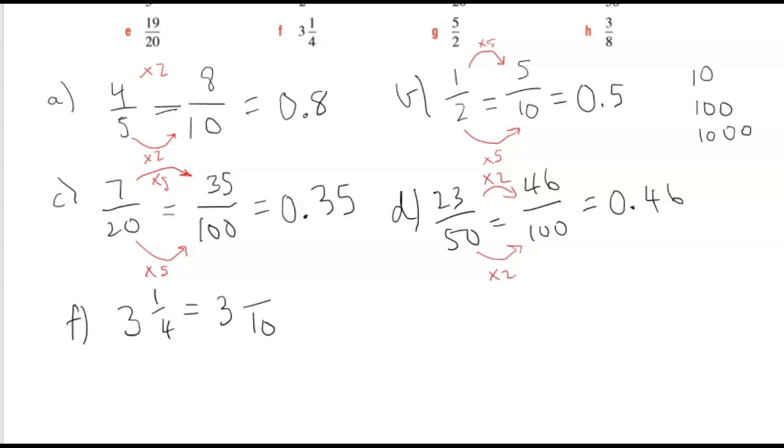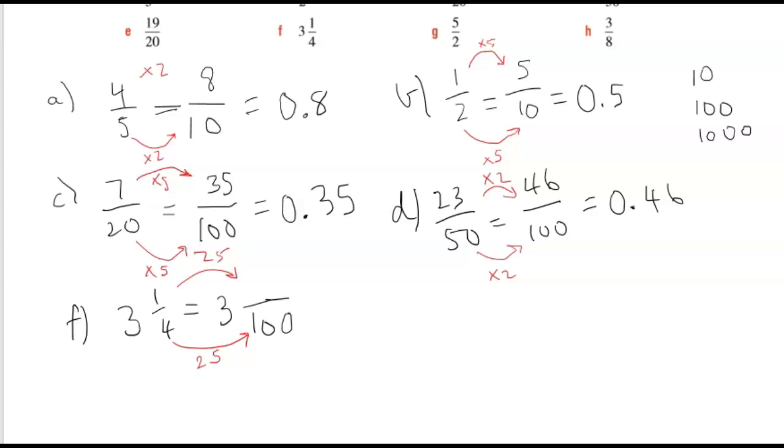If you just ignore that 3 for now, you're probably thinking, oh, I can't multiply 4 to get to 10. Well, you can multiply it by a fraction, but if that's too hard, just make it 100. So 4 times what gives you 100? 4 times 25. And whatever you do to the bottom, you do to the top.